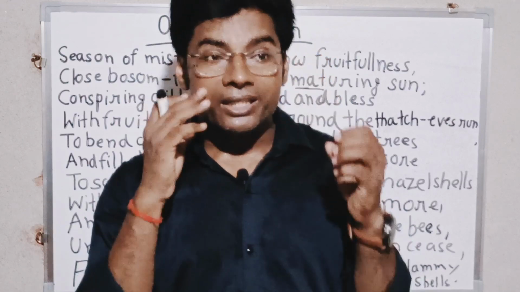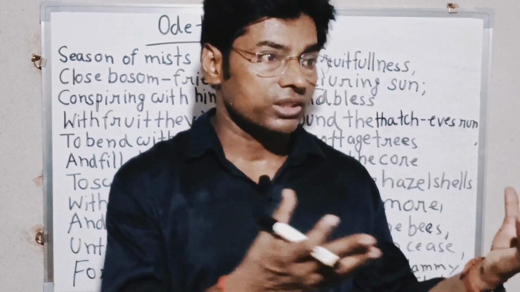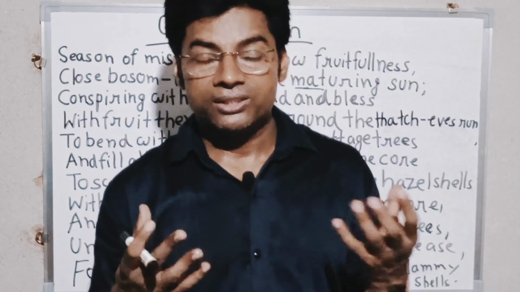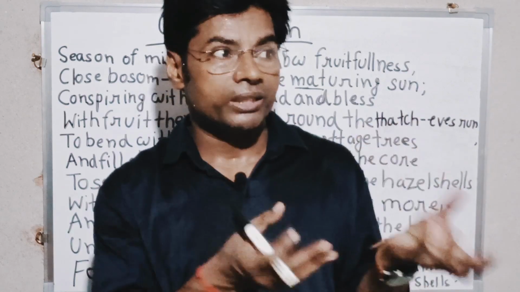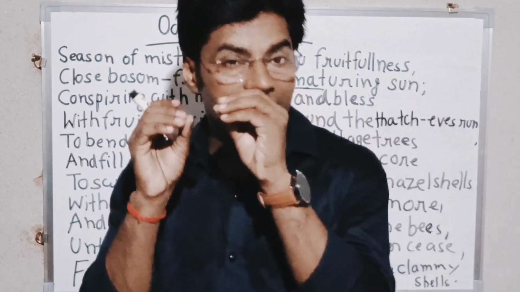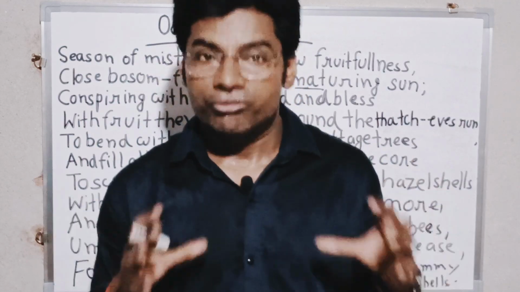They are in a kind of confusion. They can still see the flowers. And now they cannot collect the pollen, because if they collect the pollen, where will they keep it? Because their hives are already full of honey.